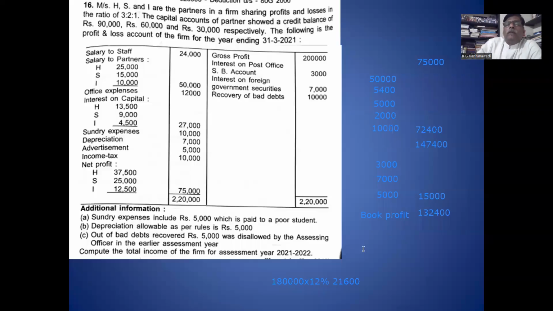According to section 40B, first you have to calculate 90% on the first 3 lakh rupees. That is the book profit, and it is less than 3 lakh rupees, so the first slab is applicable. On this 1,32,400, you calculate 90%. And second is the actual remuneration paid to the working partner. What is the actual remuneration paid to the working partner? Who are the working partners in this problem?